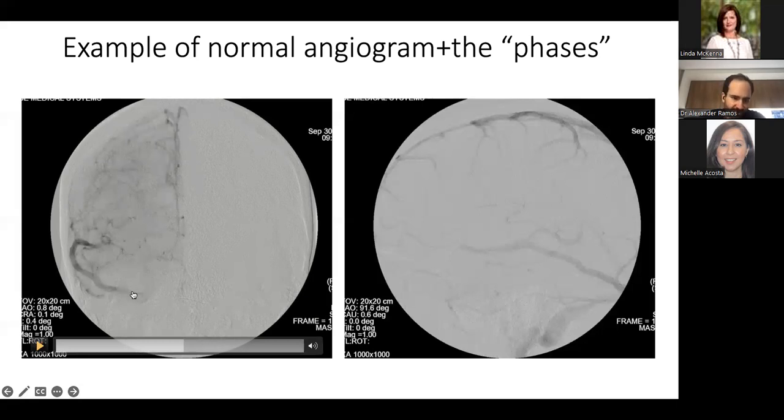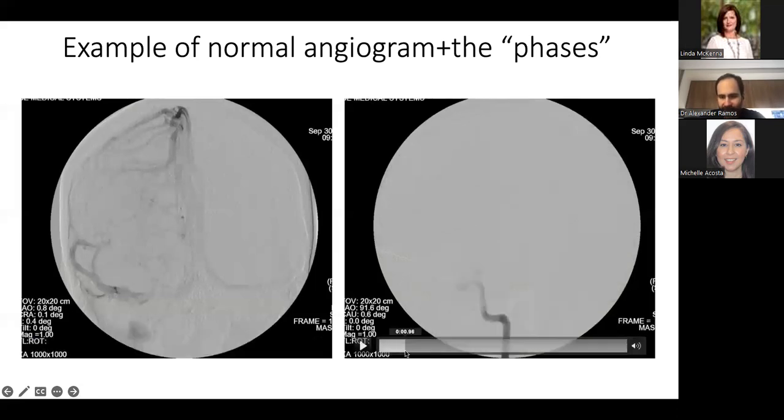So this is a very large vein. These are some veins here. And then eventually the sinuses of the brain start filling. So this is the superior sagittal sinus, and these are the transverse sinuses. And you can see the same thing on the lateral. Arterial phase, arterial phase, capillary phase, and then venous phase. There's that large vein, and the transverse sinus is filling here, and the superior sagittal sinus is filling.